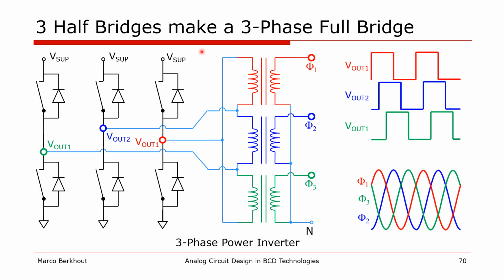But why stop at two half bridges? Adding a third half bridge, we can make a three-phase power inverter that can, for example, be used to transfer the DC output power of solar cells to an AC voltage. Here the half bridges are switching with phase-shifted square waves, resulting in three nearly sinusoidal phases at the output.